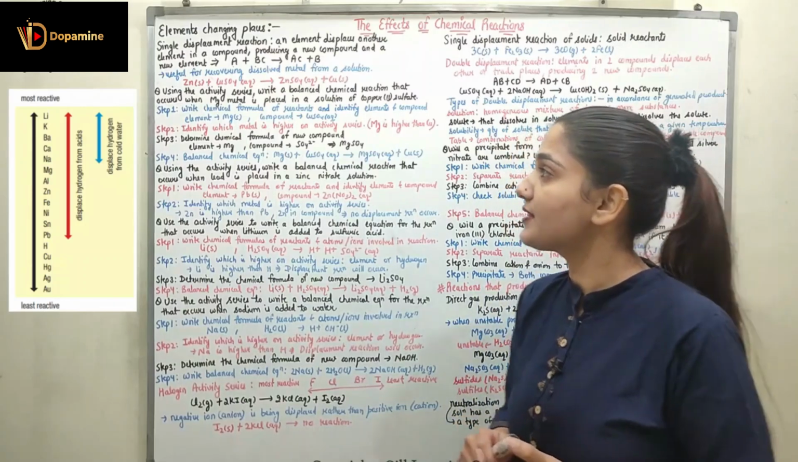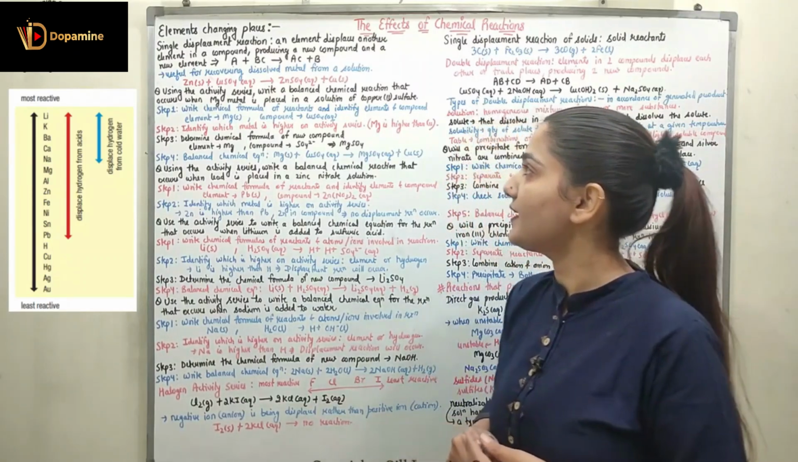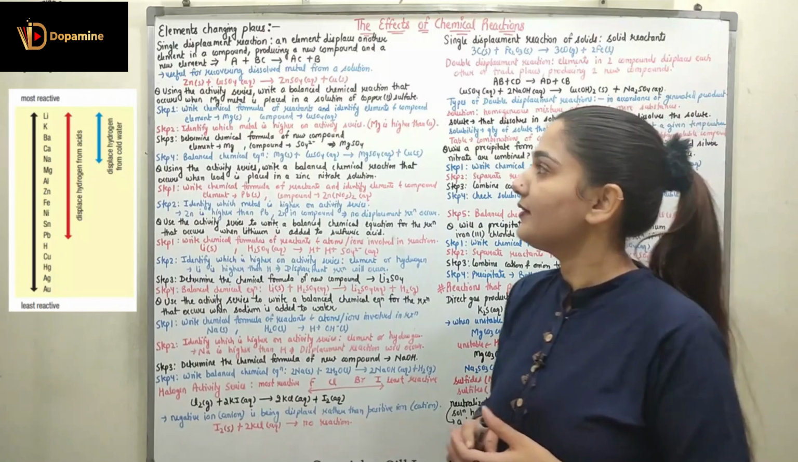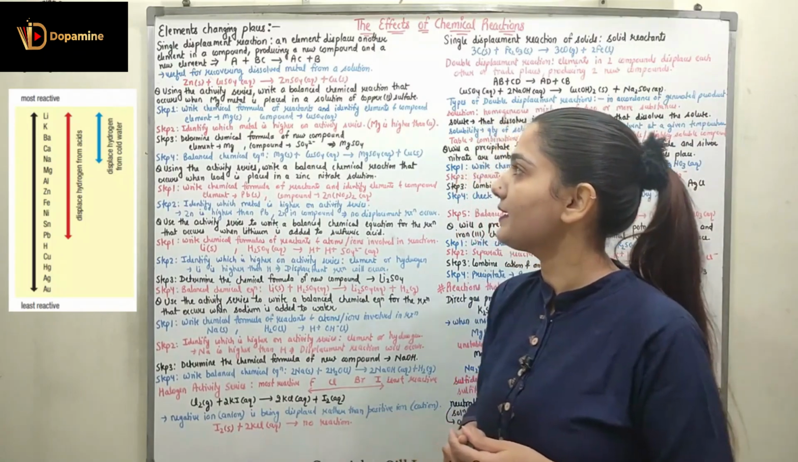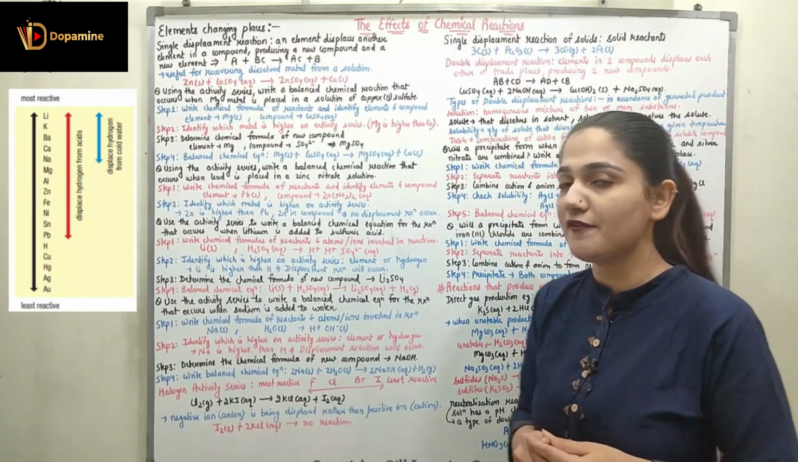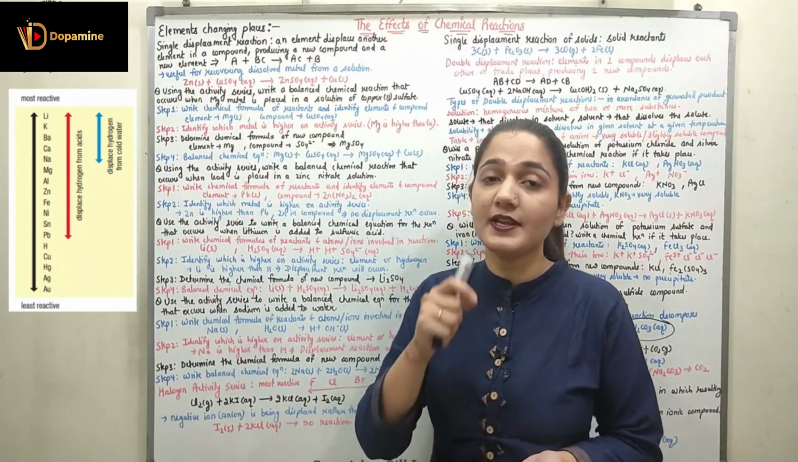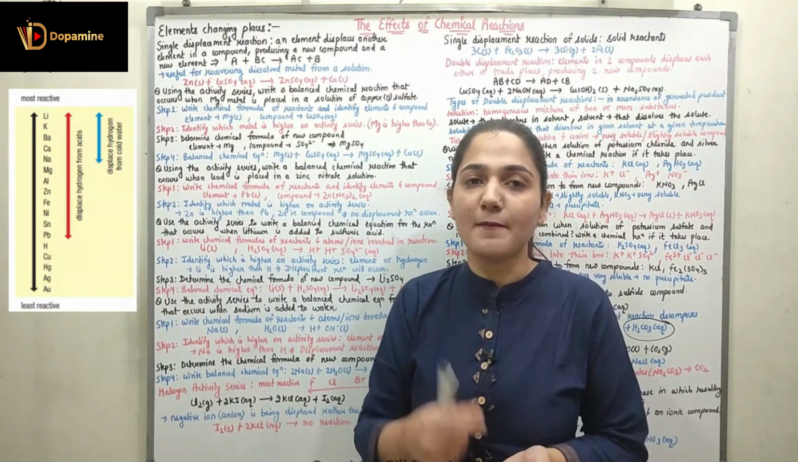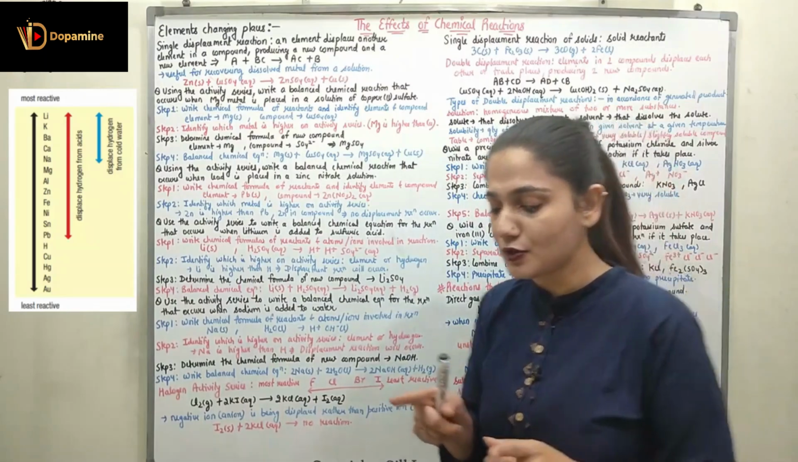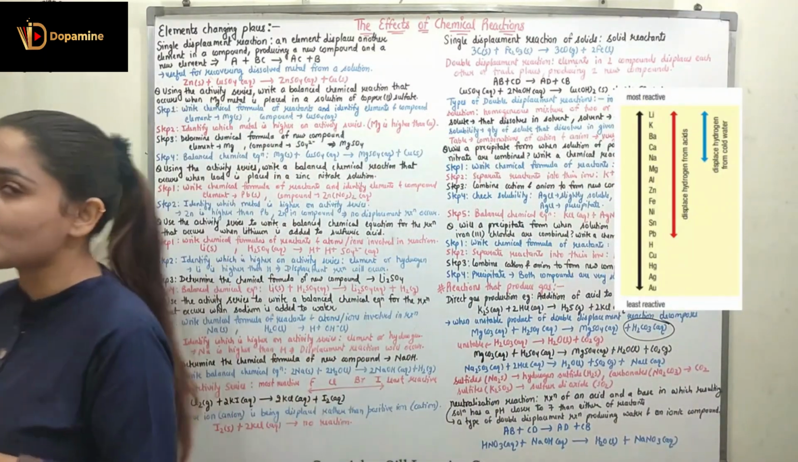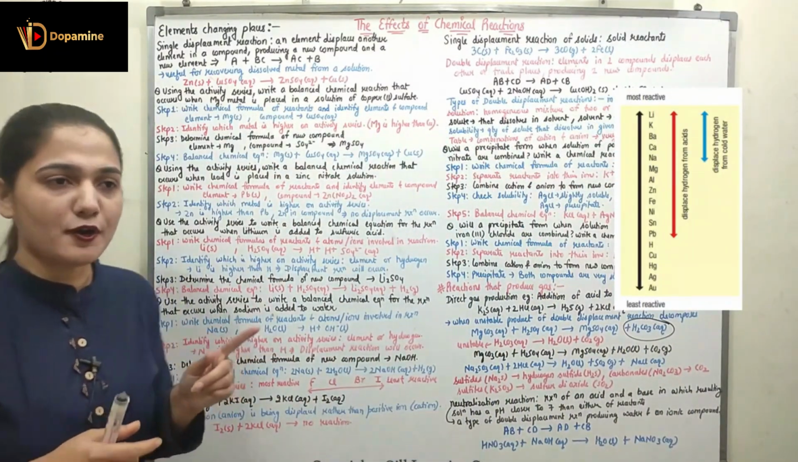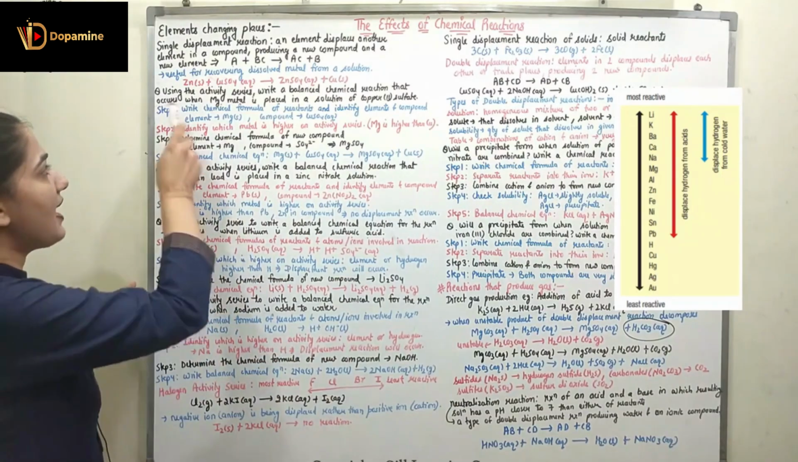The first question states: using the activity series, write a balanced chemical reaction that occurs when magnesium metal is placed in a solution of copper 2 sulfate. Now we have the compound, which is copper 2 sulfate, and I am placing magnesium in it, and we are going to see whether the single displacement reaction will occur or not. Right, so we have step 1.